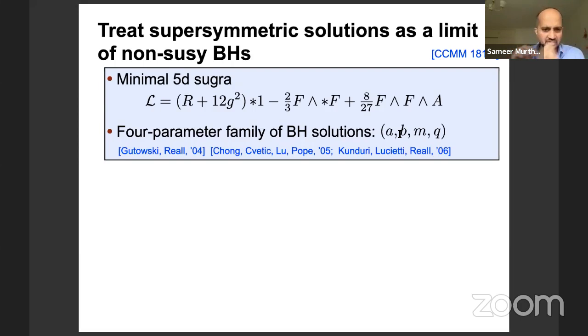But in fact, there's actually a relation. The charges are determined in terms of these parameters in a nonlinear manner. And in this 4-parameter family, these are not supersymmetric. These are general thermal solutions.